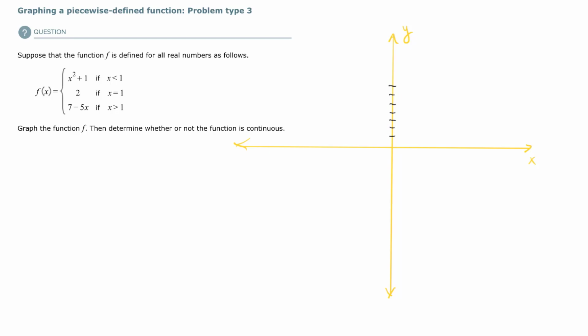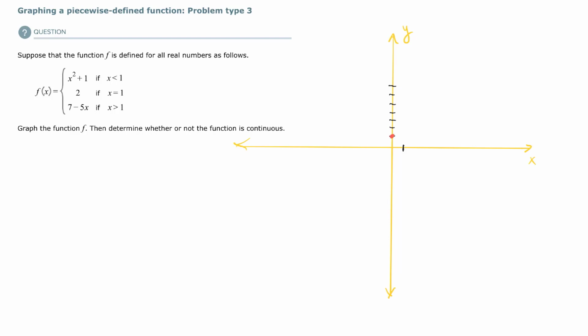and we're going to graph a parabola going up on the domain of what? X less than 1. So we need a 1 here, and we know the y-intercept for that parabola is actually 1. So we're going to see that here.